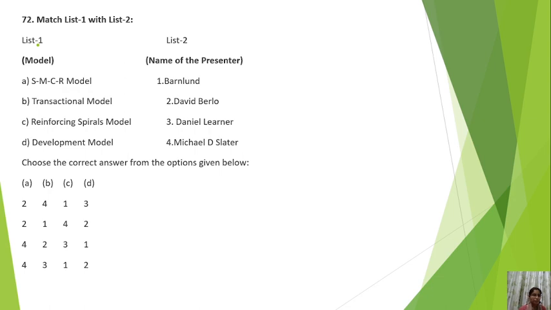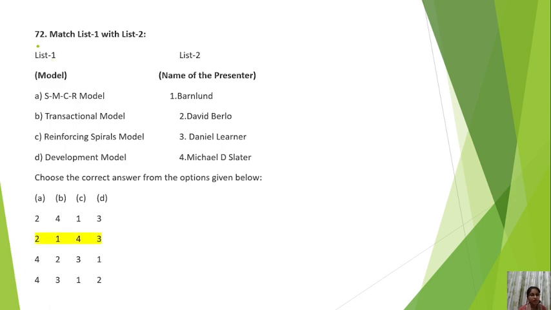Okay, next is models with the name of the presenter: SMCR model, transactional model, reinforcing spirals model, and development model. SMCR is a very basic model. You must know that it is given by David Berlo. Okay, if you know that, you can eliminate two options and then you can take a 50-50 guess. Then transactional model is Barnlund, reinforcing spirals model by Michael D. Slater, and development model by Daniel Lerner.